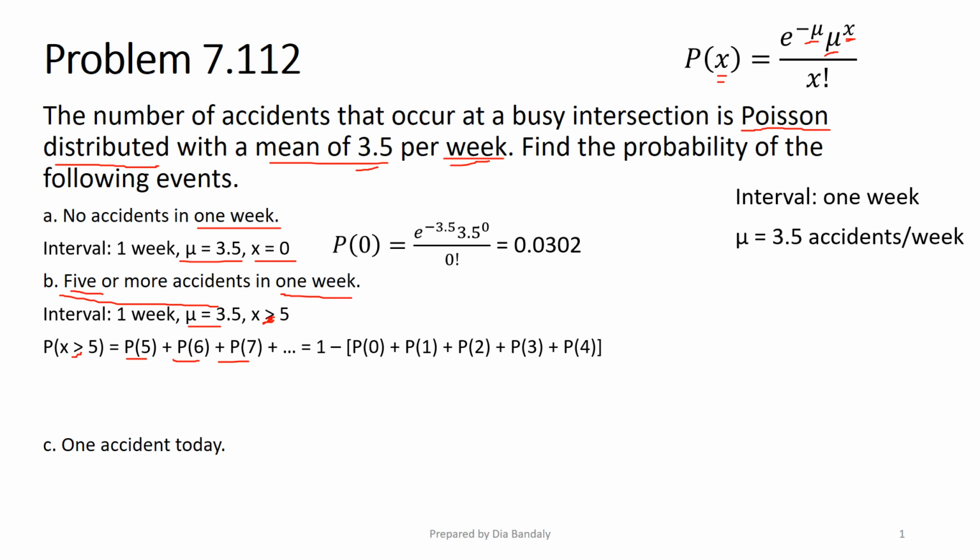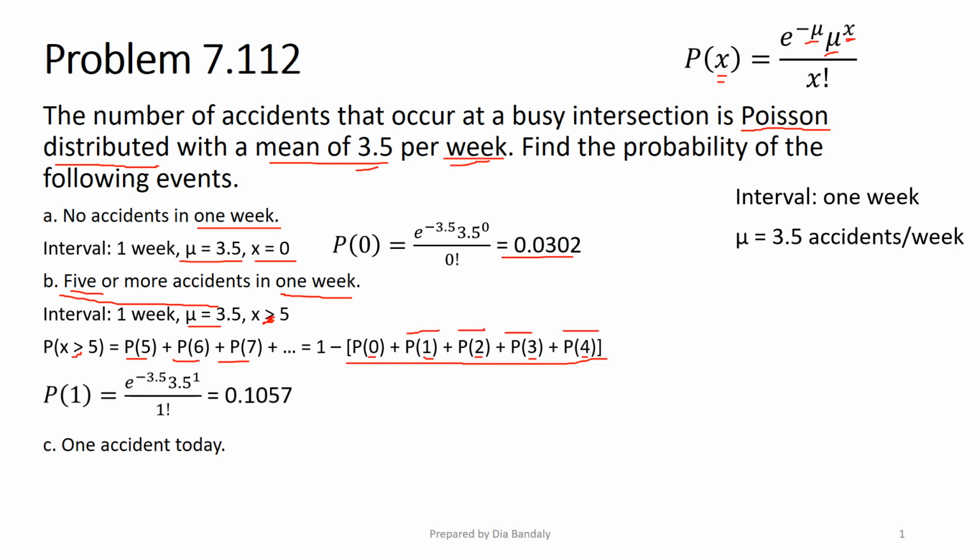But it would be too time consuming for us to do all of these. Instead, we do the complement of these, and then we subtract that from 1. What are the complements of all these possible events, 5, 6, 7, etc.? They are all the events below 5. So that's why here I have 0, 1, 2, 3, and 4. So I need to find P of 0, which we found in part A to be equal to 0.0302. And we still need to find P of 1, P of 2, P of 3, and P of 4.